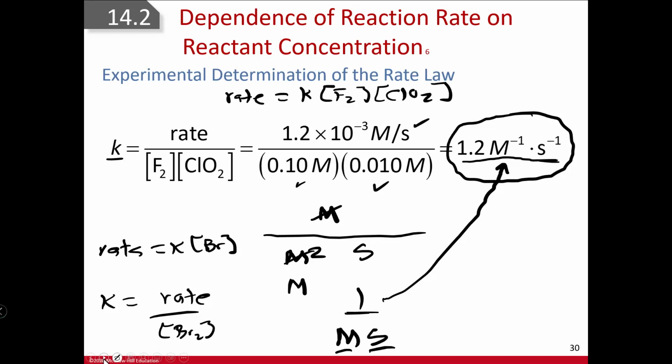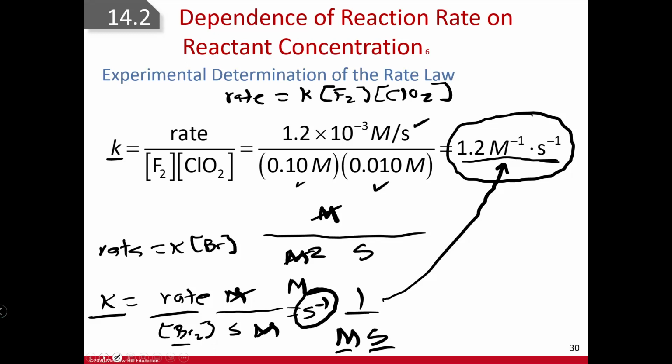Rate is in molarity units per second, and this is in molarity units, the bromine concentration. The molarity cancels out, and you get seconds to the -1 as your answer. So if I see seconds to the -1 as my rate constant, that tells me the order of the reaction is first order. And so that's what it looks like for first order.